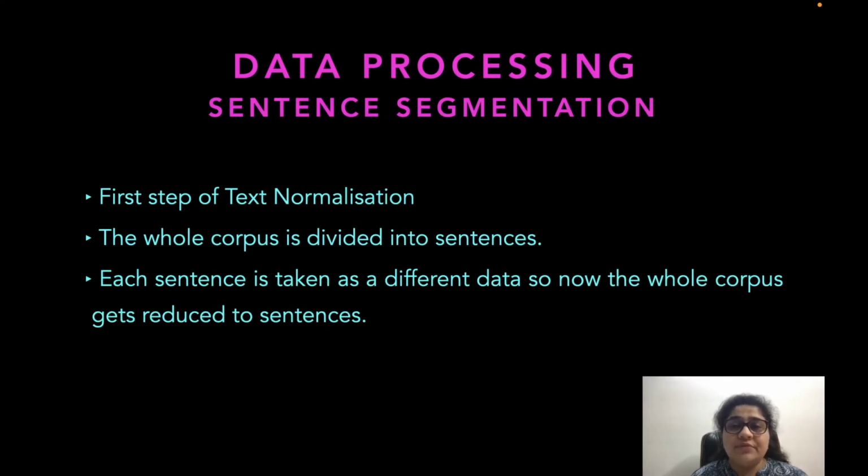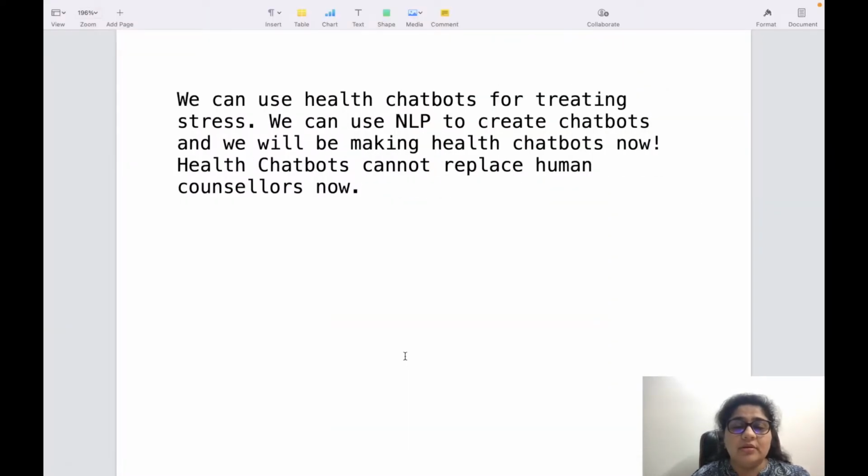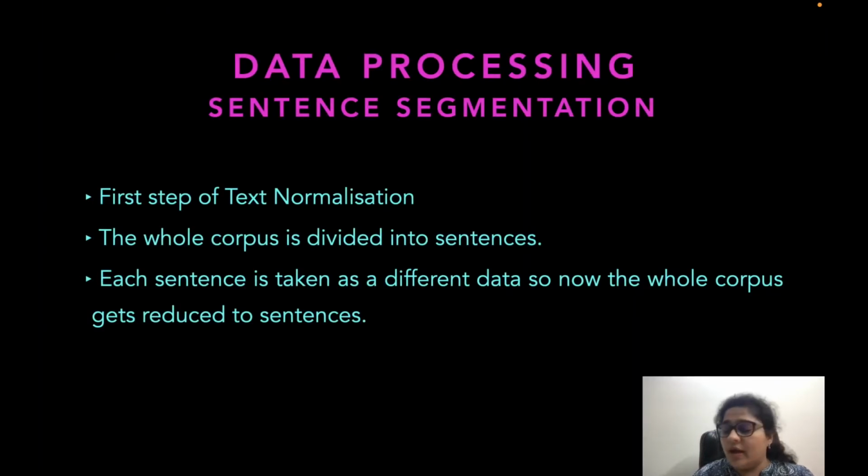So the first step of text normalization is sentence segmentation. This is what we have seen as written. The second point here is the whole corpus is divided into sentences. Remember the corpus example I have shown you? This is a complete paragraph, and this has to be broken down into sentences. This is what it meant. This is the first step we covered: the whole corpus divided into sentences.